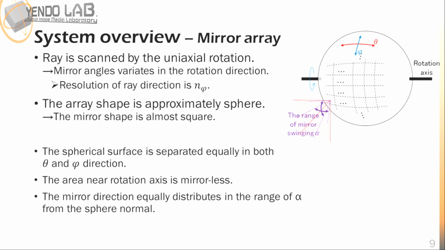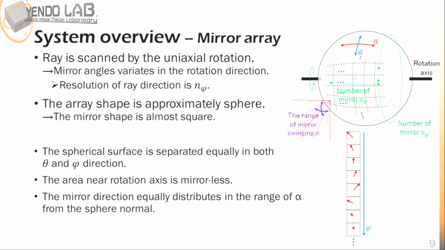Now, I explain the detailed design method of the mirror array. First, to scan rays by the uniaxial rotation of the array, the direction of each mirror aligned in the rotation direction varies. Thus, the number of mirrors along the rotation axis defines the resolution of ray direction. Next, each mirror is nearly square so that the array shape approximates a sphere. This limitation roughly defines the number of mirrors along the direction perpendicular to the rotation direction.